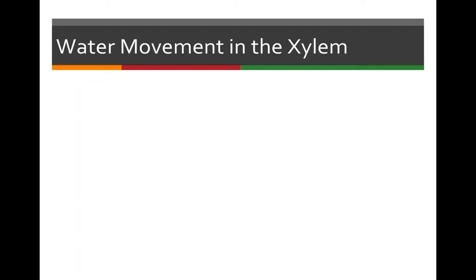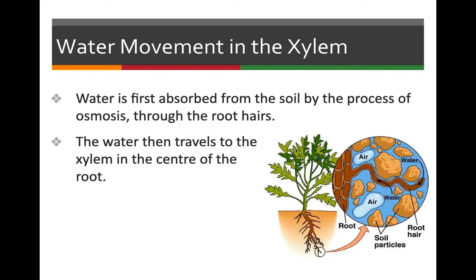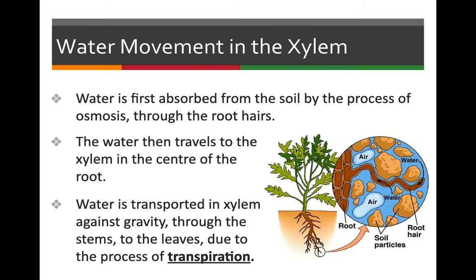So how is water moved in the xylem? So water is first absorbed from the soil by the process of osmosis. So from an area where there's lots of water into the roots where there's less water. And so this occurs through the root hairs. The water then travels to the xylem, which is found in the center of the root. And it's transported in the xylem up against gravity through the stems to the leaves. And this occurs because of the process of transpiration that is happening at the leaves.